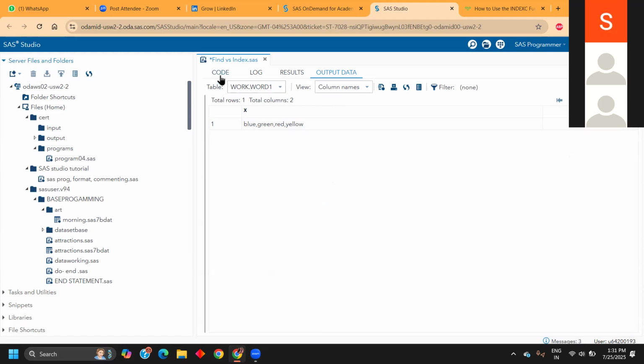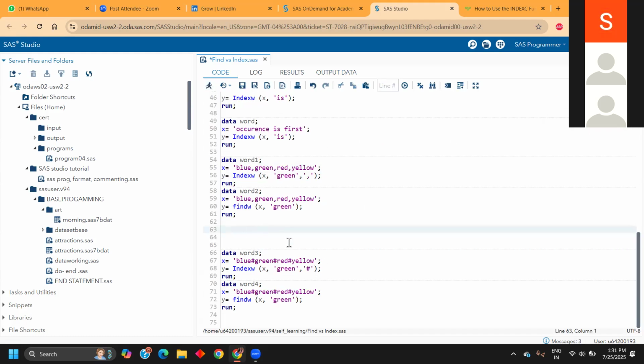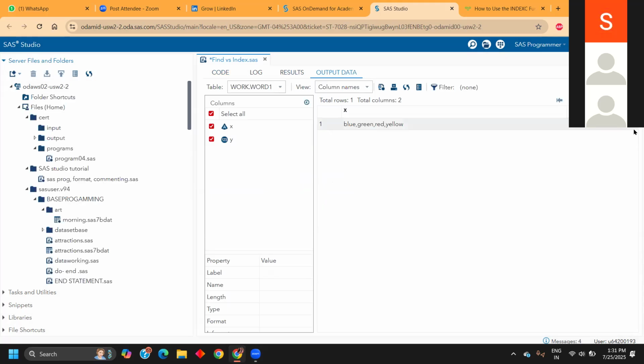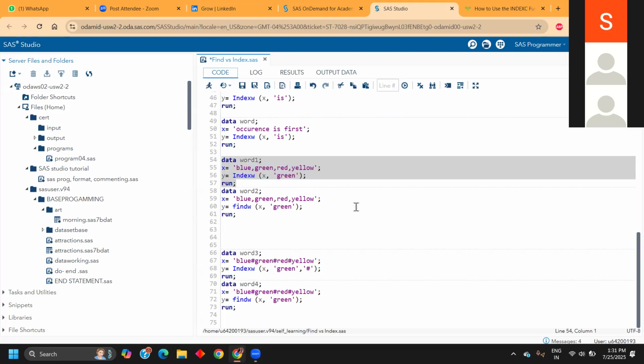Got it. So what happens if you don't provide the delimiter? Here if I remove the delimiter, it will not give the output. It will give zero, because it is not recognizing. Zero. Okay. So I compared it with the find W also. It works in the same way.